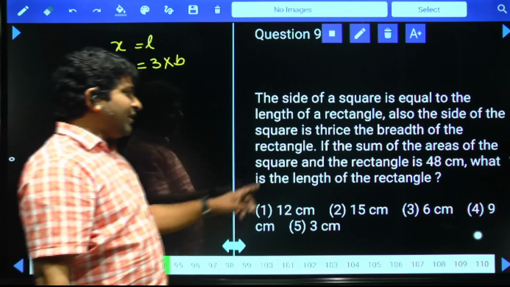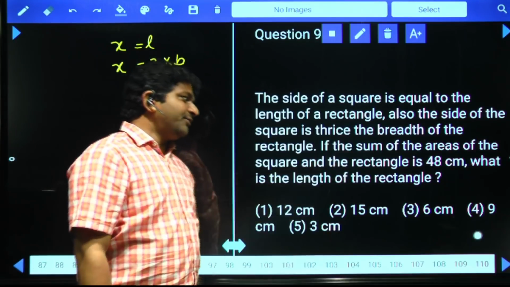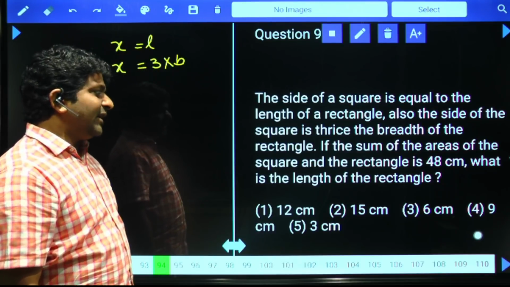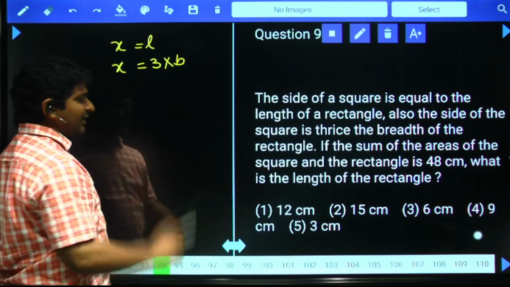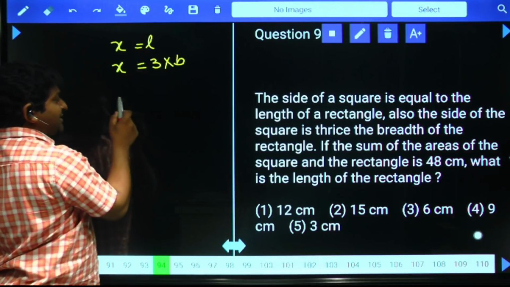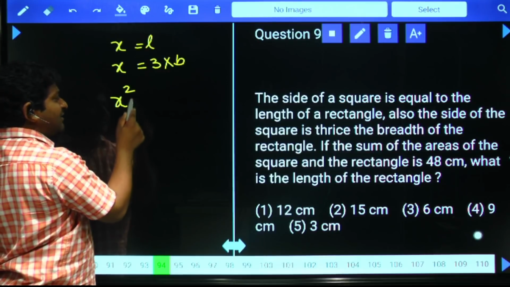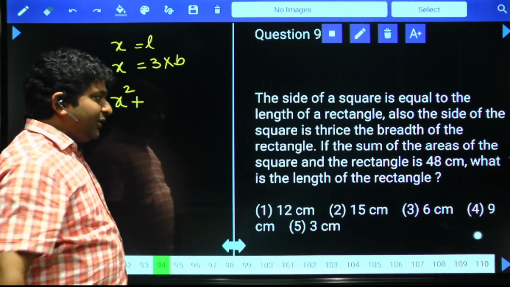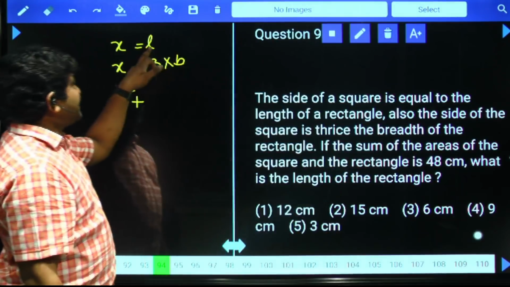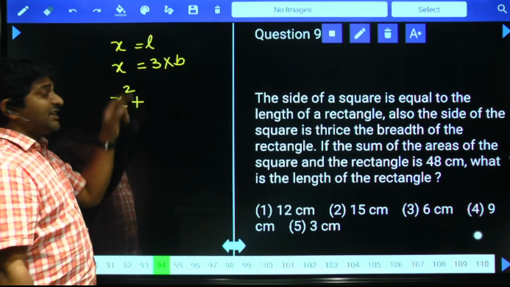If the sum of areas of the square and the rectangle is 48, what is the length of the rectangle? Length of the rectangle is how much? That's what your question is. Now, side of the square is equal to x, area of the square is equal to x square, and you are given the sum of areas of square and rectangle. Length is equal to x, breadth is equal to x by 3.